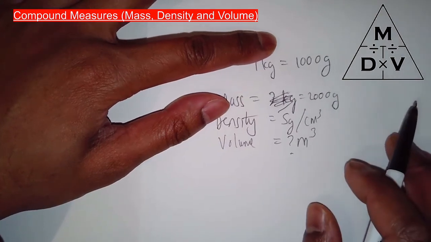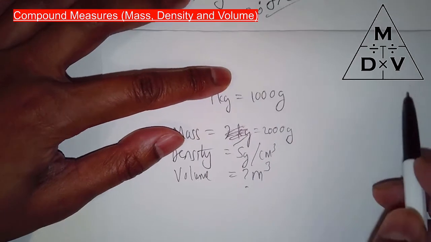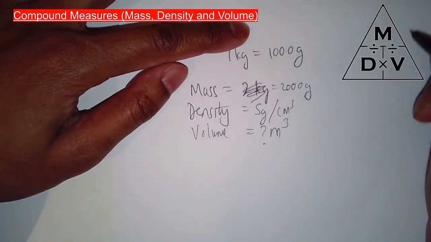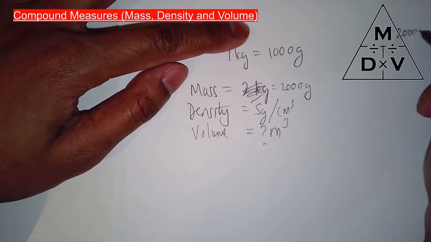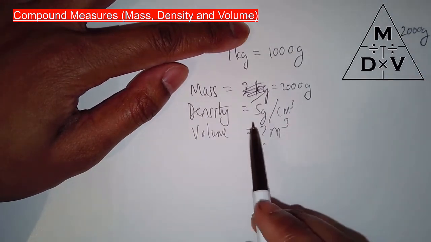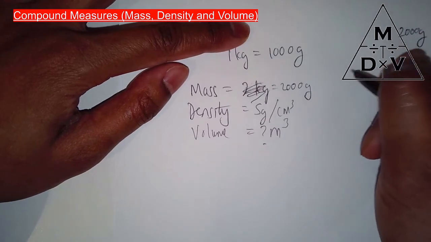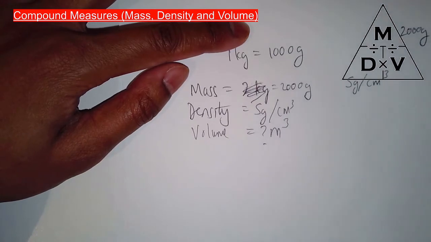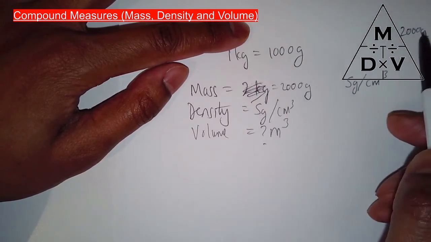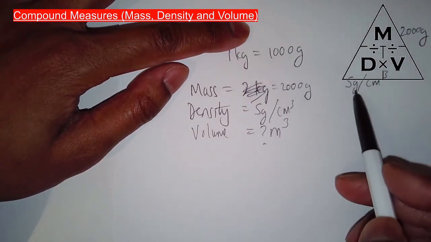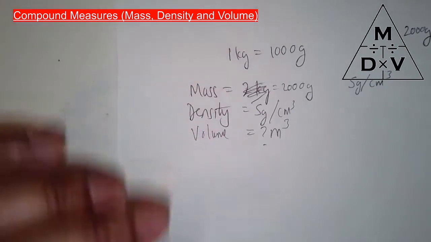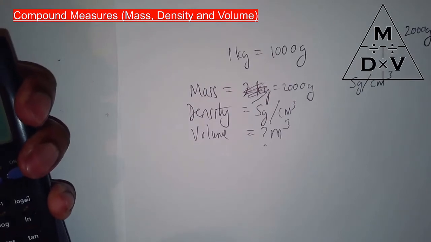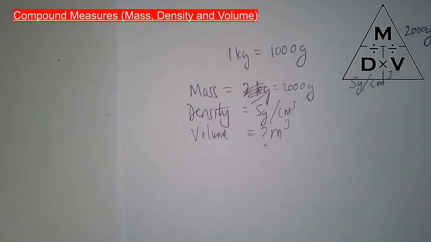All I can do now is substitute the numbers into the formula, into our triangle. Mass is given as 2,000 grams. Density, 5 grams per centimeter cubed. So obviously we need to do 2,000 divided by this. So do that then. 2,000 divided by 5 should give you 400.